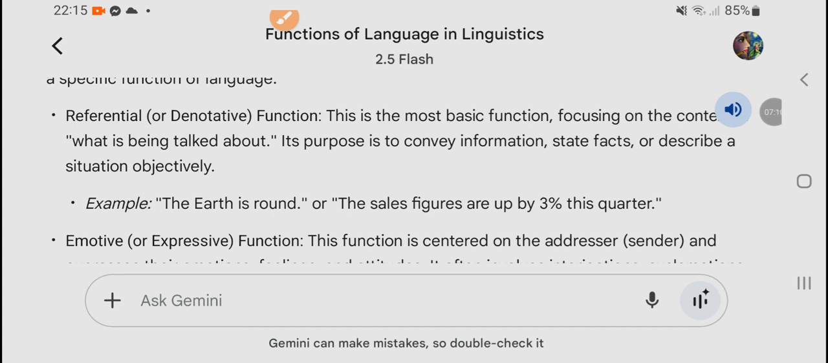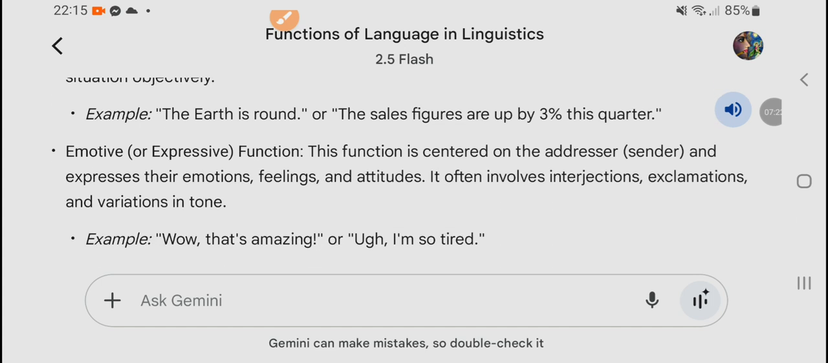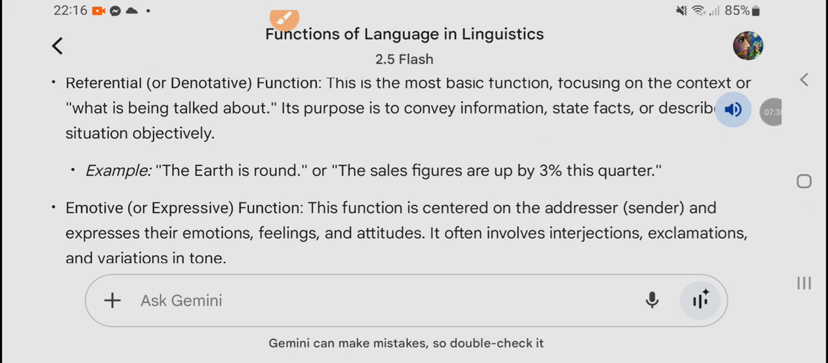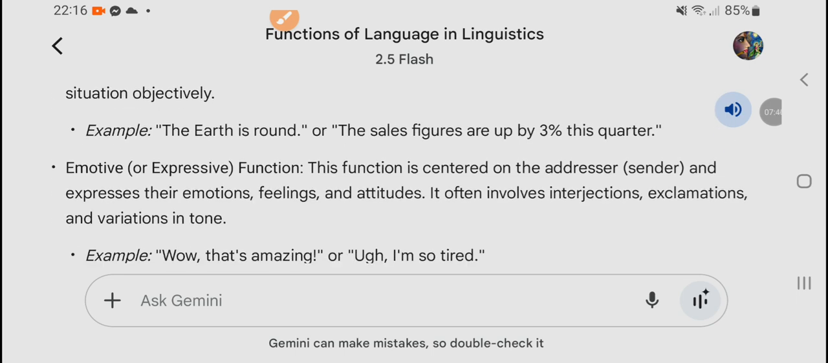They are just narrating the situation, detail of event, accident or incident, and they are not personally involved. That is called referential. Example, the earth is round, or the sales figures are up by 3% this quarter. So they have given the information, that's all. So that is called referential, okay, or denotative.